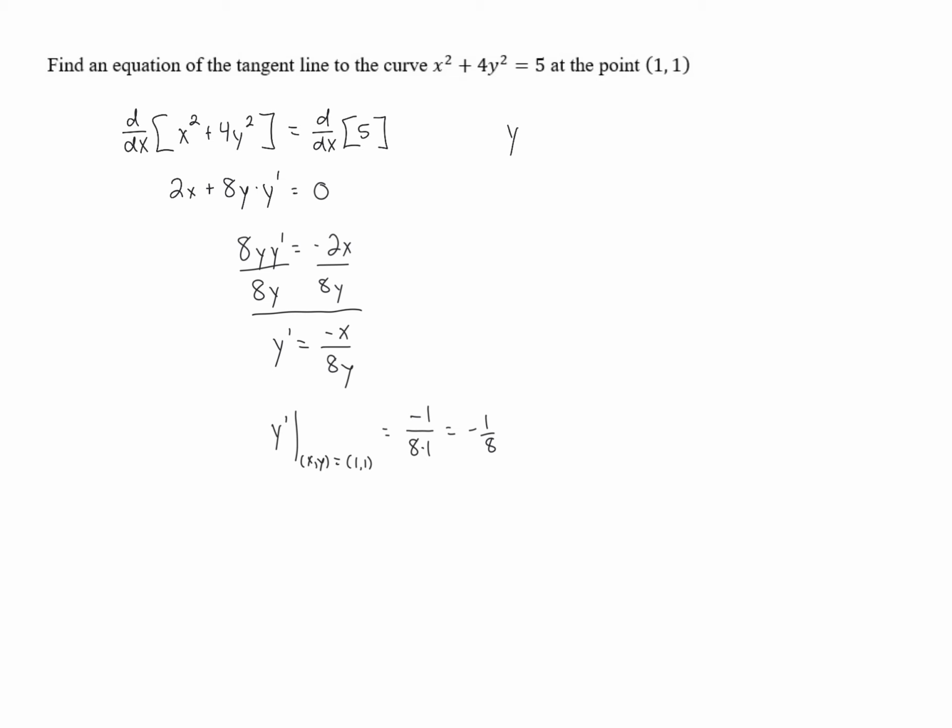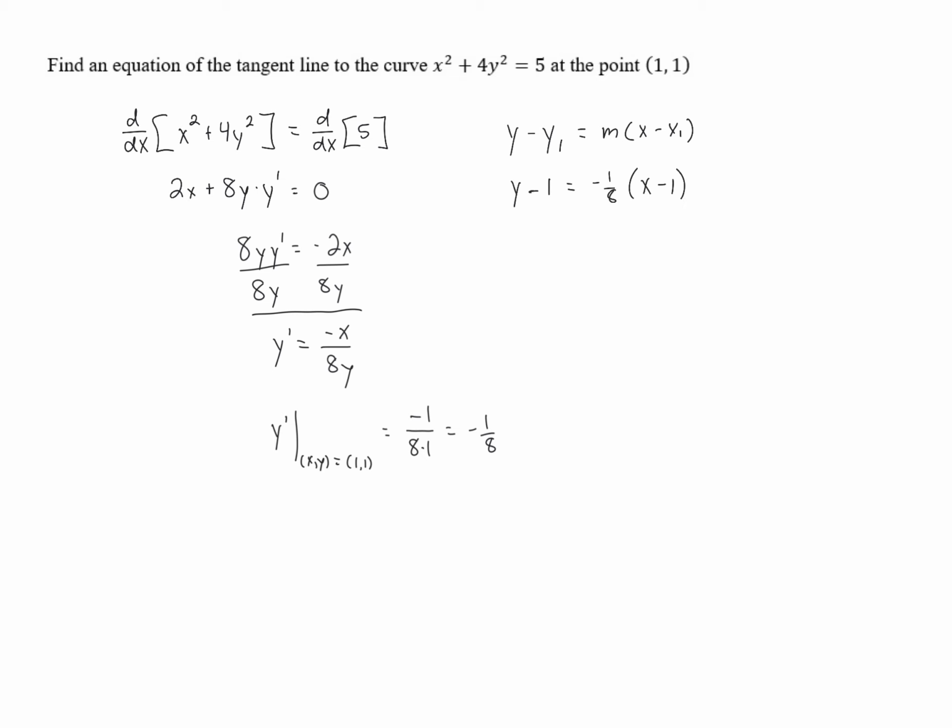So we can put this into point slope form. y minus y1 equals m times x minus x1. That's going to be y minus 1 equals negative 1/8 times x minus 1.